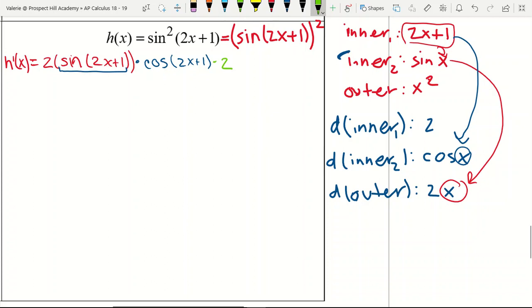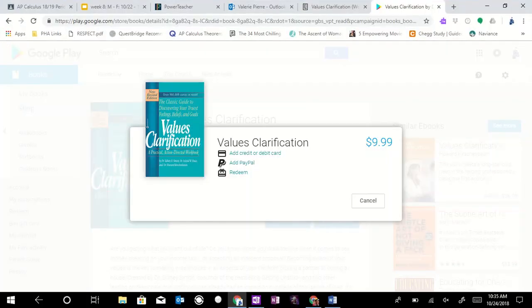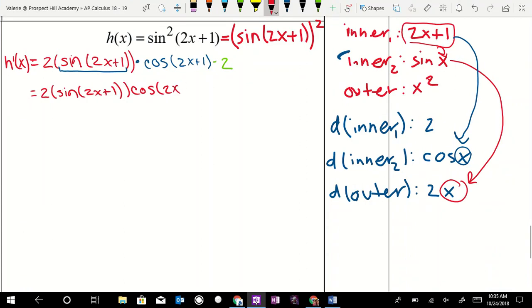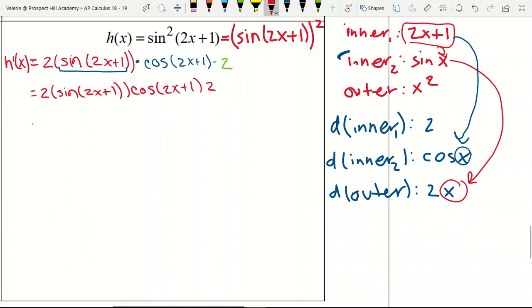Okay, so we have 2 times sine 2x plus 1 times cosine 2x plus 1 times 2, which we can rewrite as just 4 cosine 2x plus 1 sine 2x plus 1.